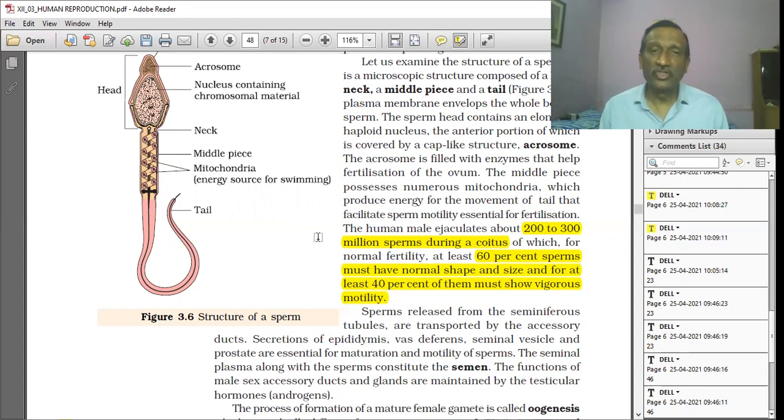Now, when we are talking about the shape, what does it mean? Shape means that the acrosome is not located where it should be. It is located somewhere else. Then how will it take entry into the egg? So all these things are very important.